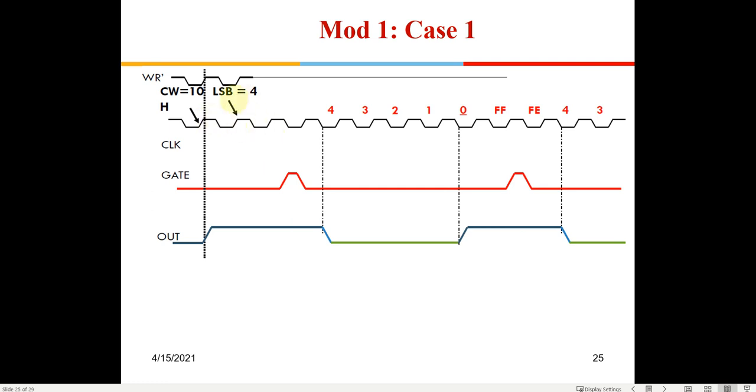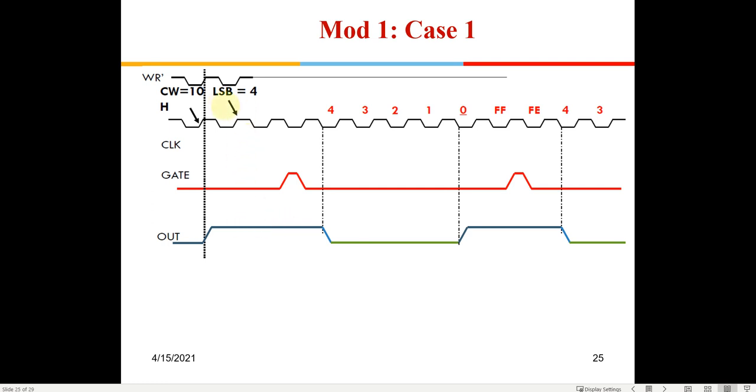So initially we have loaded data 4 here, and now you are giving an edge triggered gate signal. Once you have given a gate signal and fed the data, the output will become 1 here. In the previous case the output used to be 0 when you load the data.